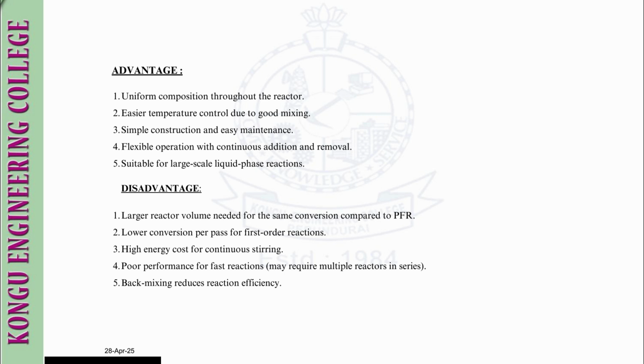In conclusion, the continuous stirred tank reactor is a versatile and widely used reactor in chemical industries. Its advantages like uniform mixing and ease of operation make it highly effective for many processes. However, its limitations such as lower conversion efficiency and higher energy costs must be considered during reactor selection. A clear understanding of these factors helps engineers choose the right reactor based on process needs and economic feasibility.